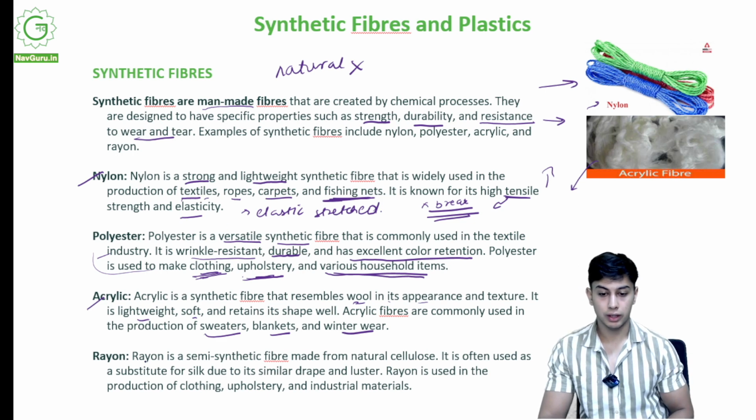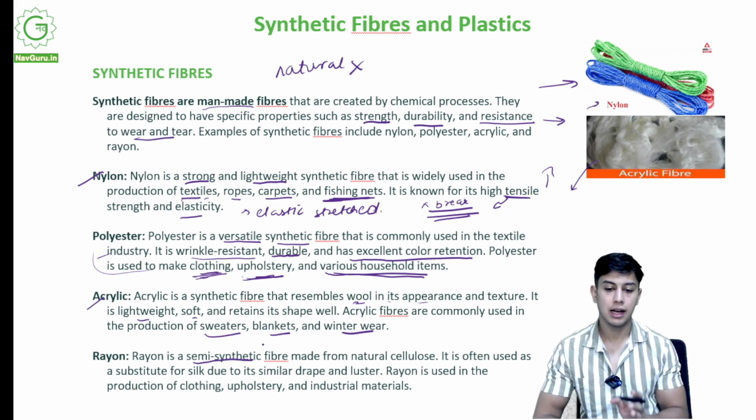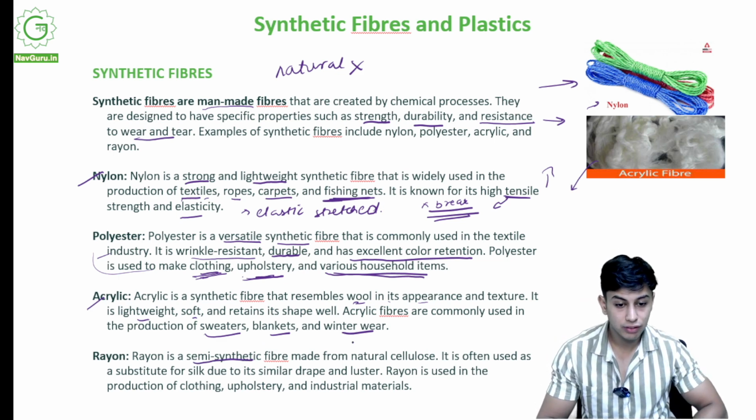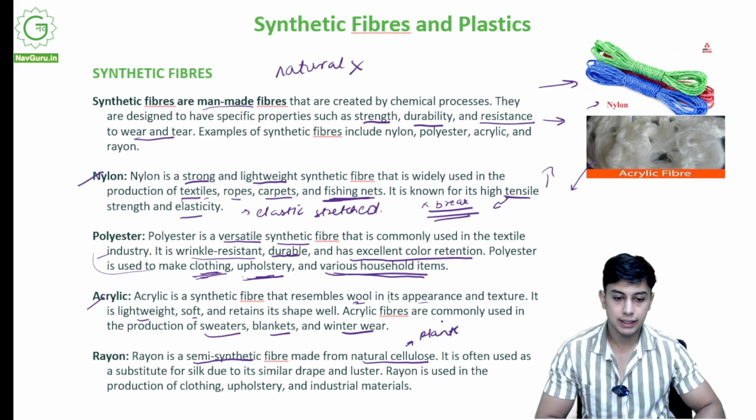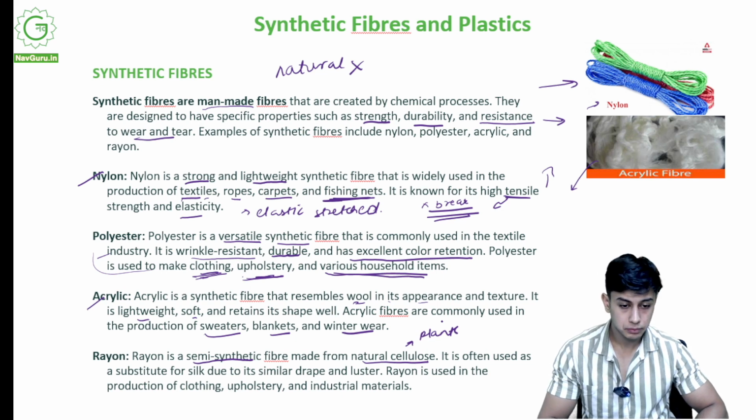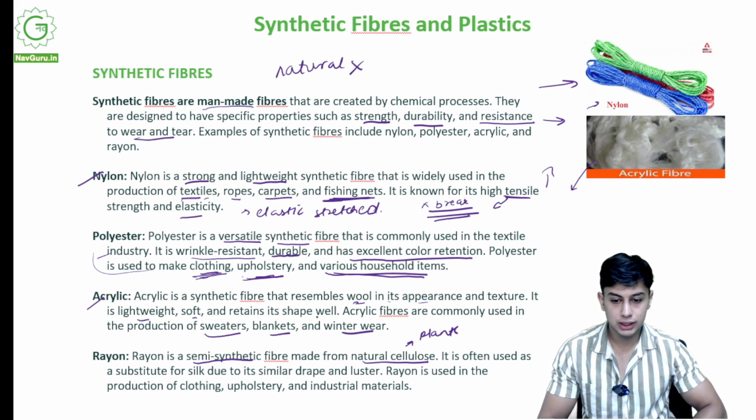Now we come to rayon. Rayon is a semi-synthetic fiber. It means it is only partially synthetic. Half of it is synthetic, made from natural cellulose. Cellulose is found in plants. So it is partly synthetic, partly natural. It is often used as a substitute for silk.